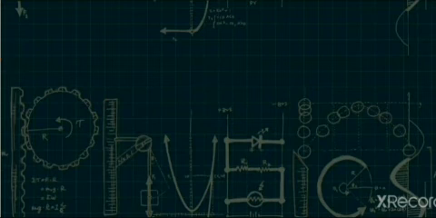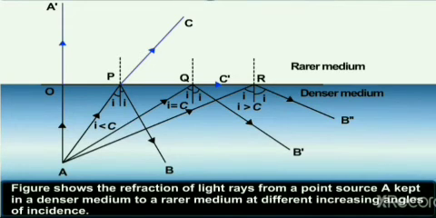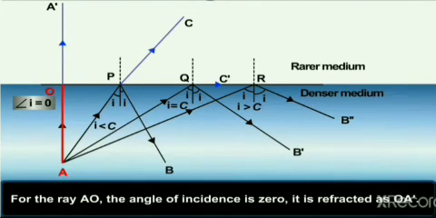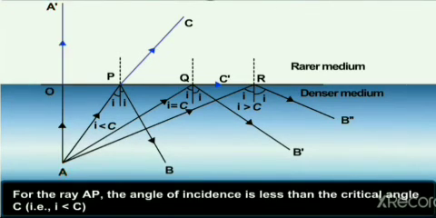Total internal reflection of light rays at different angles of incidence. The figure shows the refraction of light rays from a point source A kept in a denser medium to a rarer medium at different increasing angles of incidence. For the ray AO, the angle of incidence is 0. It is refracted as OA dash. For the ray AP, the angle of incidence is less than the critical angle C, that is, i less than C.